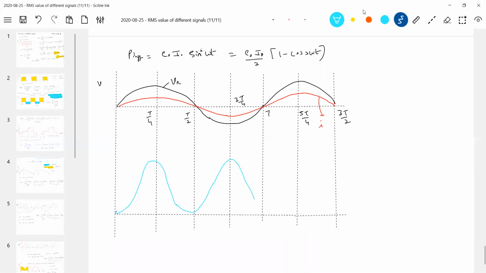It's a sine, a harmonic wave only. I am unable to get it properly. This is the power variation. Okay, let's go. This is the instantaneous power. Now we'll calculate the average value of this.